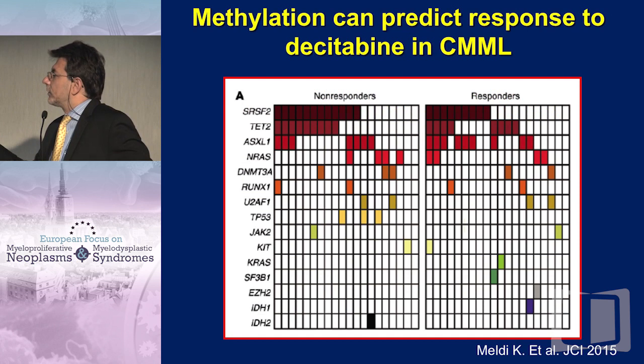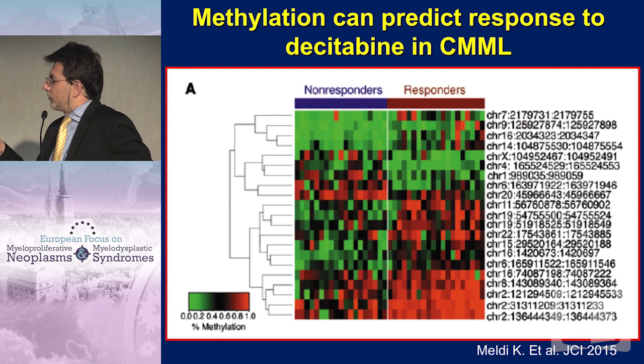But this study was also important because some of these patients were studied for a biological part of the study, and it was shown that the presence of somatic mutation was not associated with response, as you can see here. But the methylome, so the pattern of methylation, and it's not the intensity of the methylation, but the pattern of the methylation, so the genes that are methylated, they define different subgroups of patients. So responders have a different pattern of methylation in comparison to non-responders. And this is very important, and this was just published a few weeks ago in JCI, because if confirmed, this is a way to try to select patients that might have more chance to respond to decitabine in CMML patients.